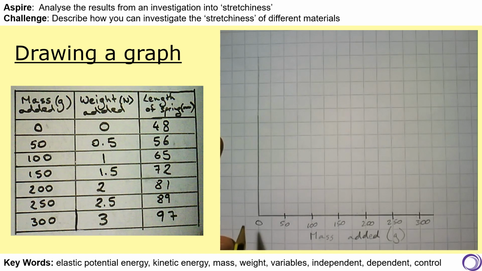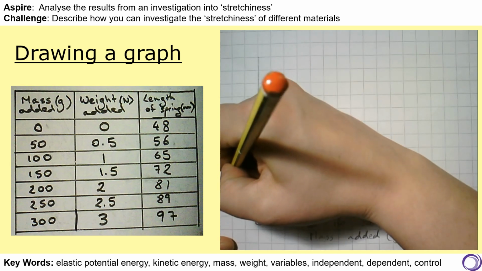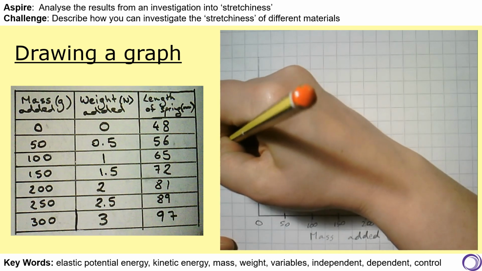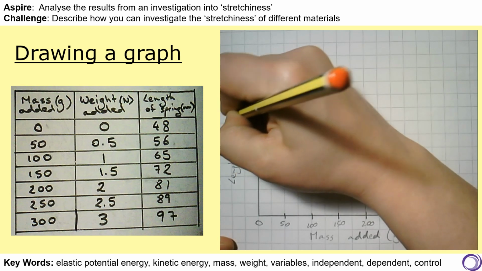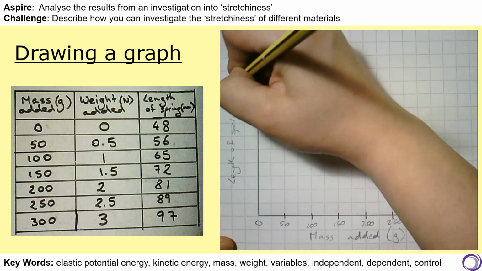If you're ready, we're going to look at our y-axis now. Now, when we label our y-axis, we're going to label that with our dependent variable. So that's what we measured in this experiment. And if you look at your data table, the dependent variable, the one that we measured every time we changed the mass, was the length of the spring. So I'm going to write here, length of spring, and the unit was millimeters, so mm.